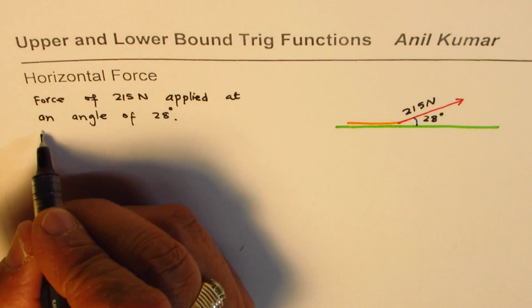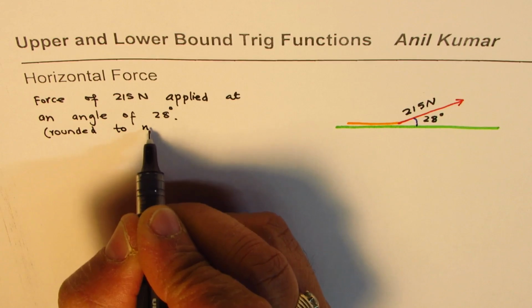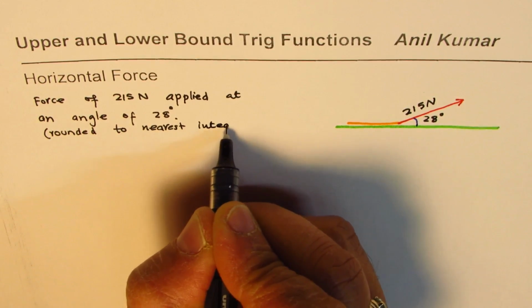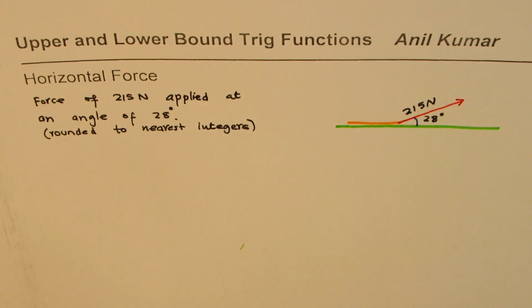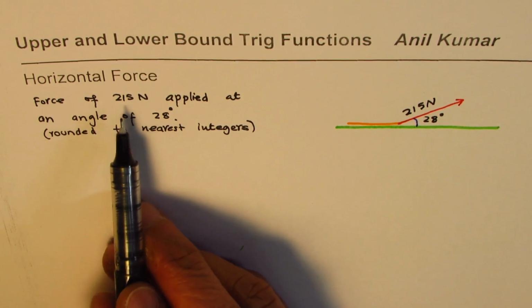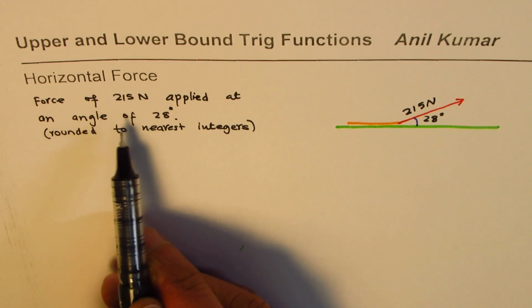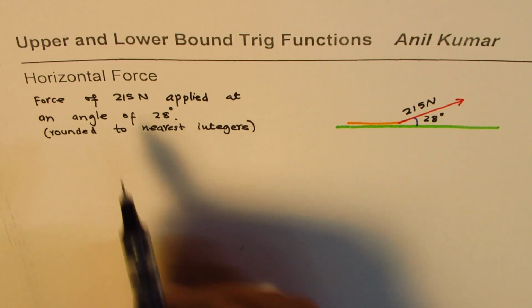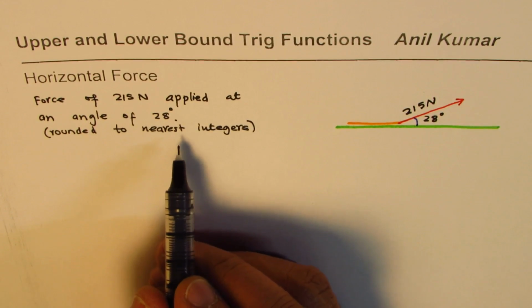So both are rounded to the nearest integers. I'm taking very simple examples here. The idea is to understand the concept. So I'm not specifically writing 215 newtons rounded to the nearest integer. When I write like this, and if I don't write any other specifications, then we'll assume that this is the nearest integer.